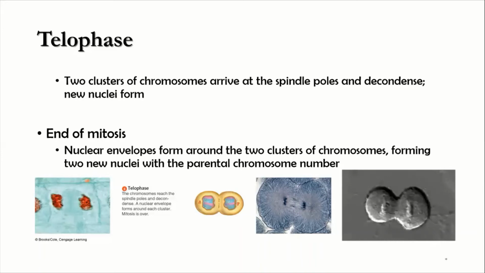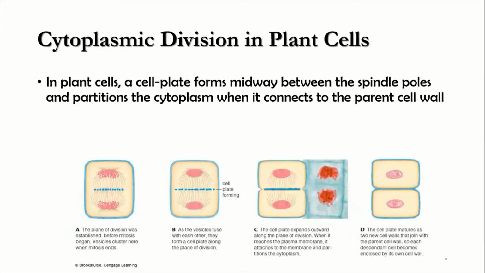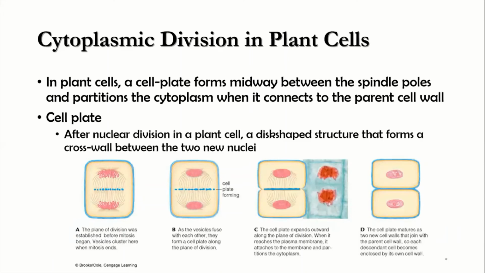Cytoplasmic division in plants, as mentioned a while ago, you have the cell plate forming. In plant cells, a cell plate forms midway between the spindle poles and partitions the cytoplasm when it connects to the parent cell wall.